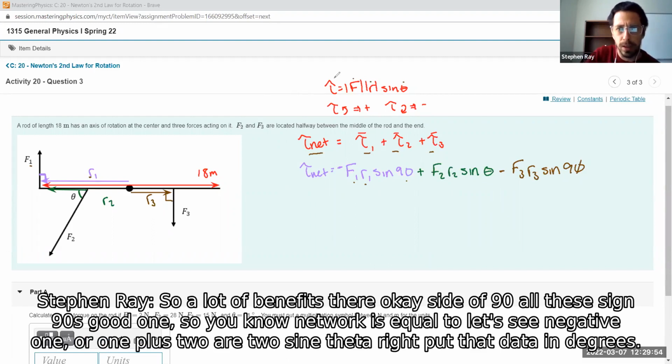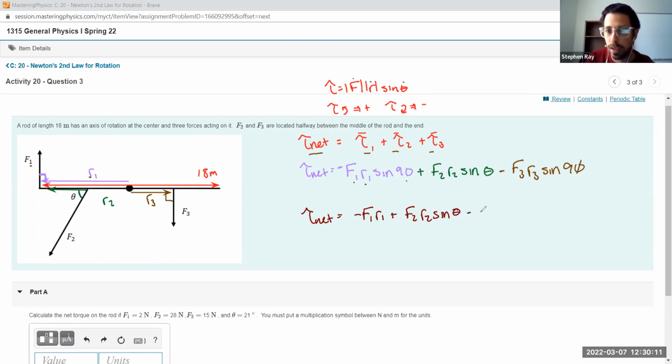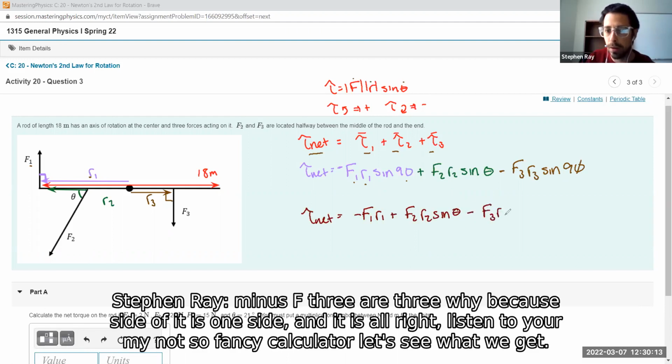Okay, sine of 90, all these sine 90s go to 1. So net torque is equal to, let's see, negative F1R1 plus F2R2 sine theta, right? Put that theta in degrees, minus F3R3, because sine of 90 is 1. All right, you plug all these into my not so fancy calculator. Let's see, what do we get?